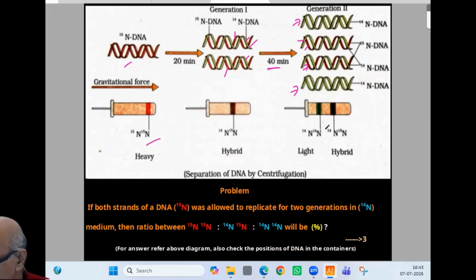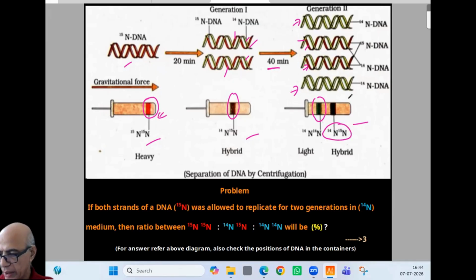And this is another diagram. Here heavy DNA is at the bottom of the test tube. Intermediate is at the middle area. And completely light DNA, N14 N14, will be near the top. So that is indicating the distribution. And this is hybrid. So below N14 N14, we can find N15 N14. And completely N15 will be at the bottom.